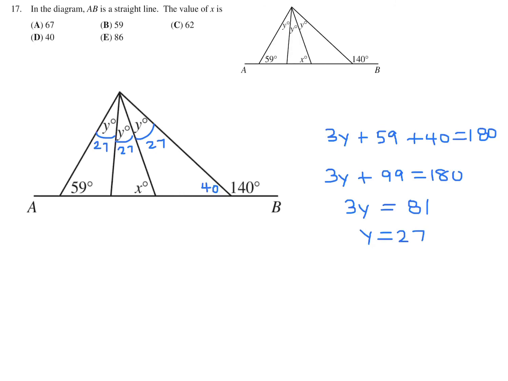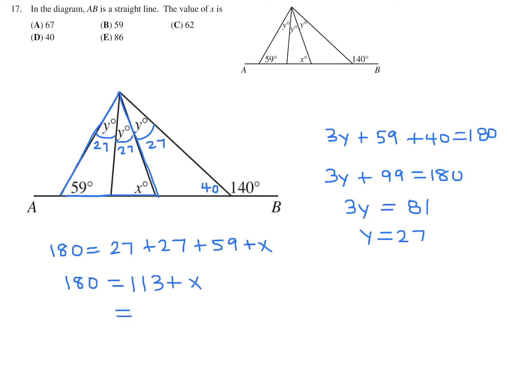Now at this point, any way you want to proceed is fine. I'm just going to look at this triangle right here. The sum of the angles of that triangle are 180. 27 plus 27 plus 59 plus x is equal to 180. So this looks like 180 is equal to 113 plus x, and subtracting 113 from the other side, you get x is equal to 67. So number 17, the answer is A.